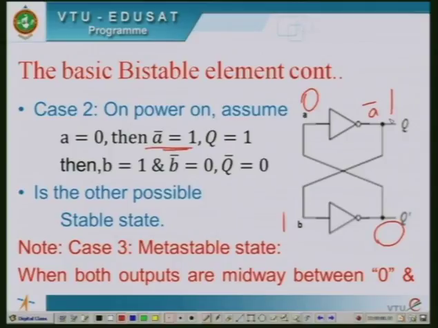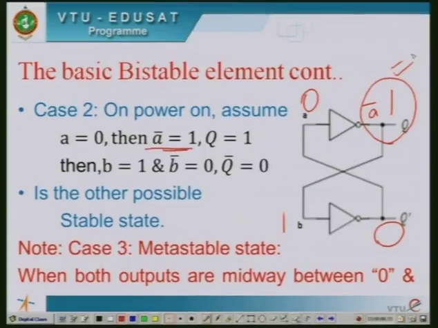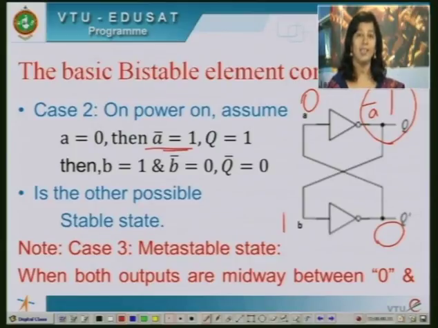And the second stable state is when Q is 1 and Q bar is 0. So in this case, I can say this is a memory element which can store 1 as its data. It is storing 1 in this case. The complemented form of that is also available or stored. So this is the second possible state, and we get both these states without giving any exclusive inputs.